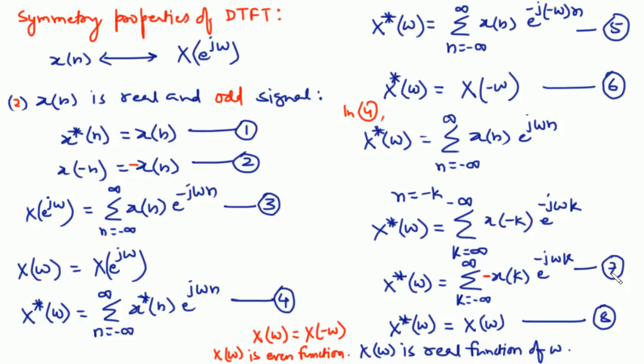Now if I compare 7 and the third expression, then the right hand side is -X(ω). The complex conjugate of X(ω) is minus X(ω).